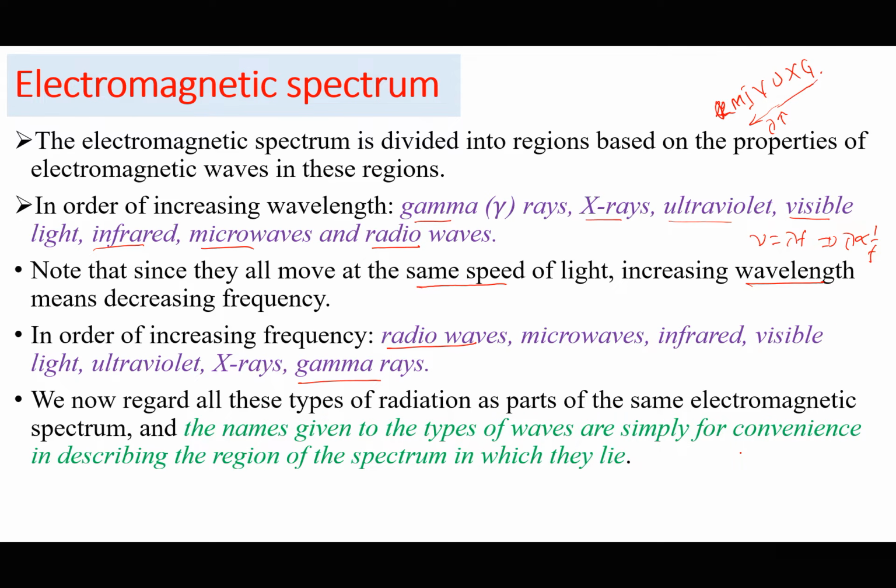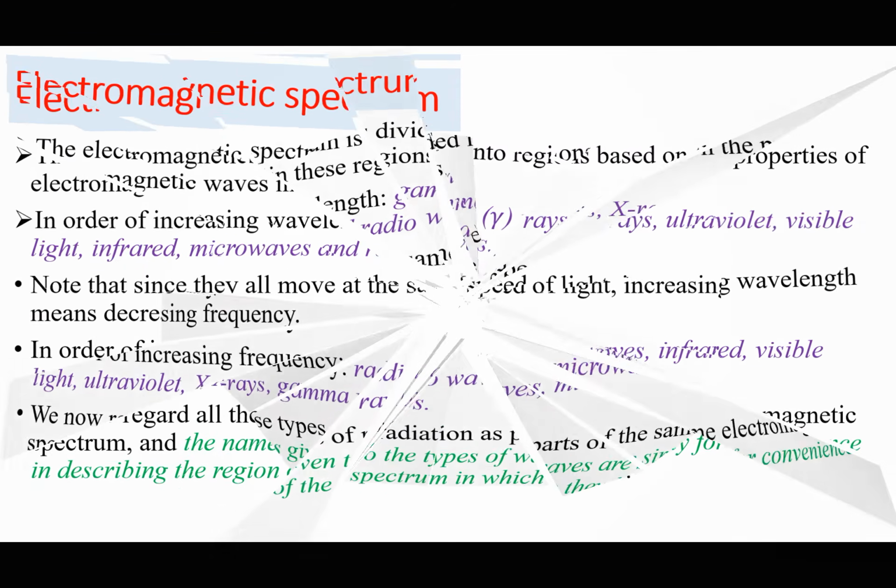These names are simply for convenience, apart from maybe the visible region, because the visible light is responsible for our own vision. We are going to explore these radiations one by one in brief, but we shall not go into deep details. So let us start with the radio waves.